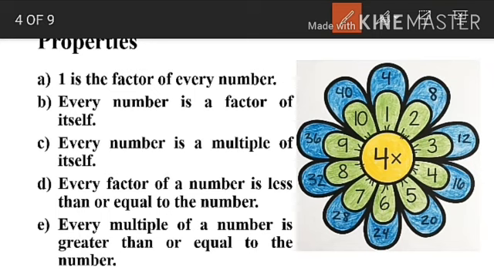Next property is every multiple of a number is greater than or equal to the number. Look here. 4, 8, 12, 16, 20, 24, 28, 32, 36 and 40 are the multiples of 4. So here 4 is equal to 4 and other multiples are greater than 4. So you can say that every multiple of a number is greater than or equal to the number.